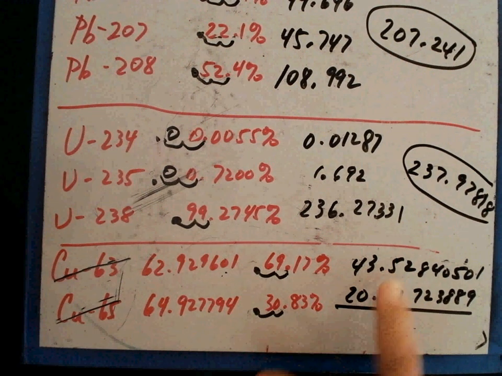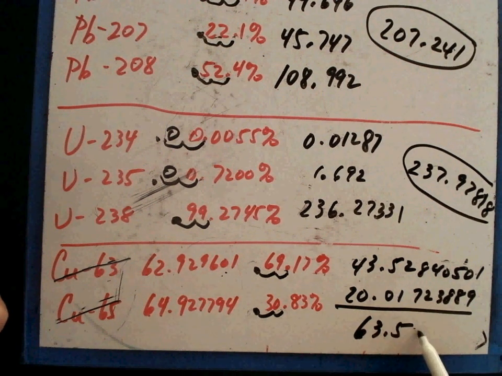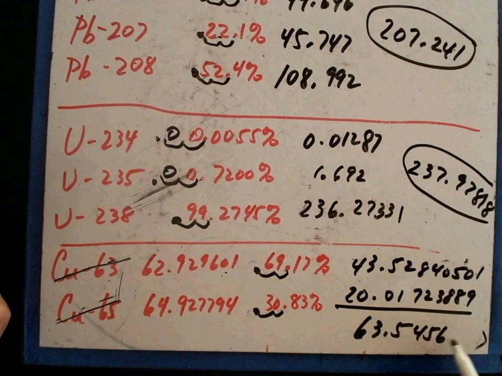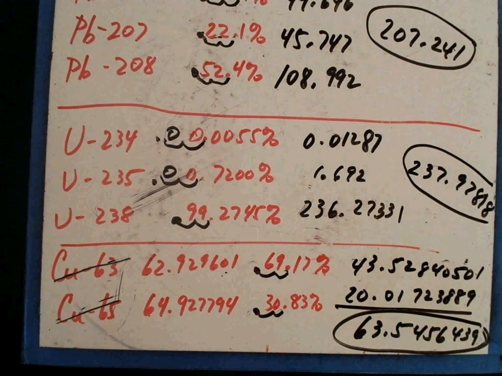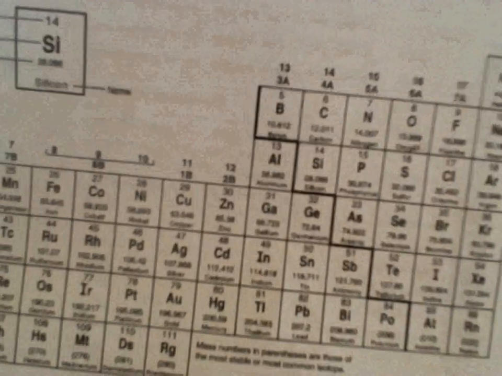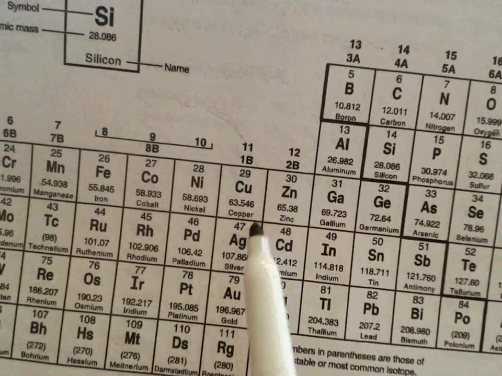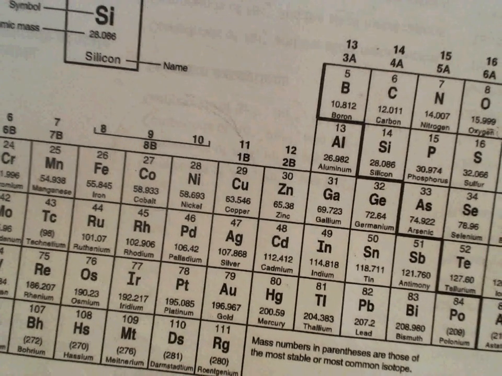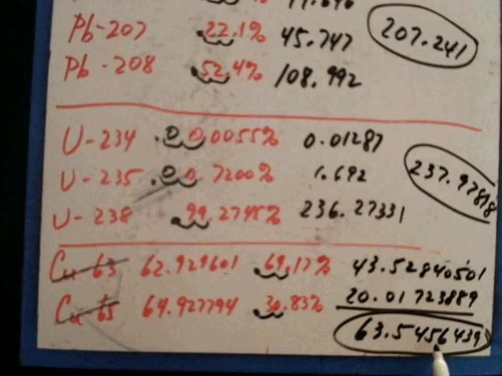Add them together. So I'm going to take that number plus that, 43.52840501. My answer, 63.545639. So basically it's 63.5. Let's see how close we got with copper. On the periodic table, copper's right there. .546. Look at that, 63.5, 4, and 6 if we stopped right there.